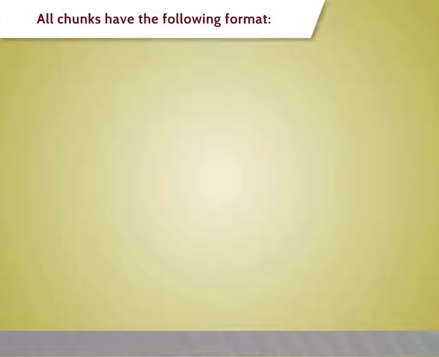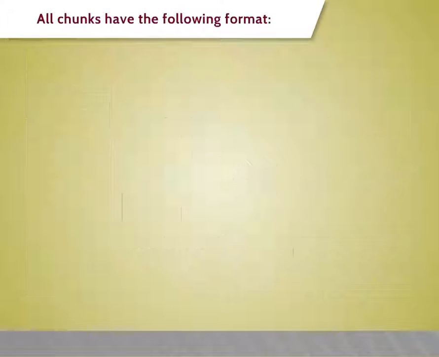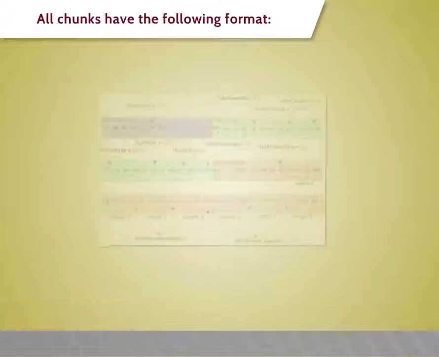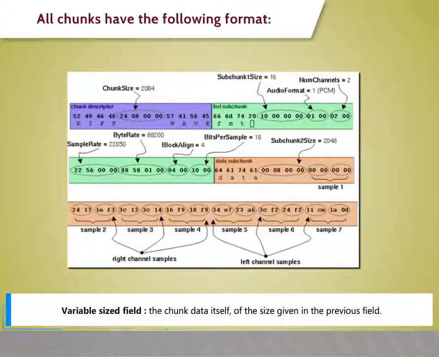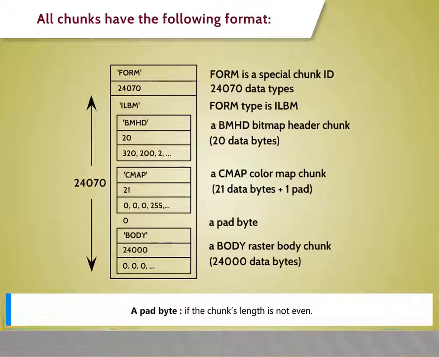All chunks have the following format. 4 bytes: an ASCII identifier for this chunk, for example, fmt or data. 4 bytes: an unsigned little-endian 32-bit integer with the length of this chunk. Variable-sized field: the chunk data itself, of the size given in the previous field. A pad byte if the chunk's length is not even.